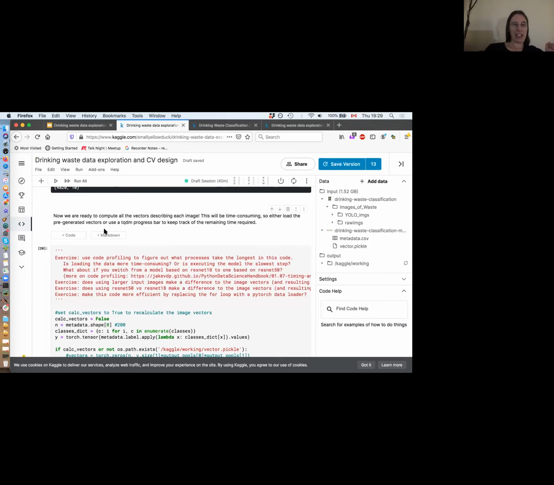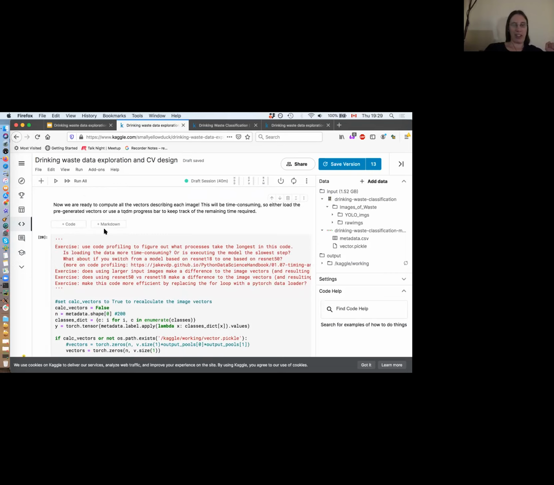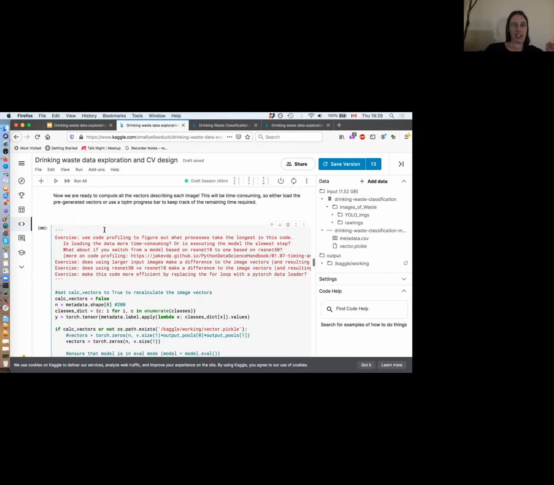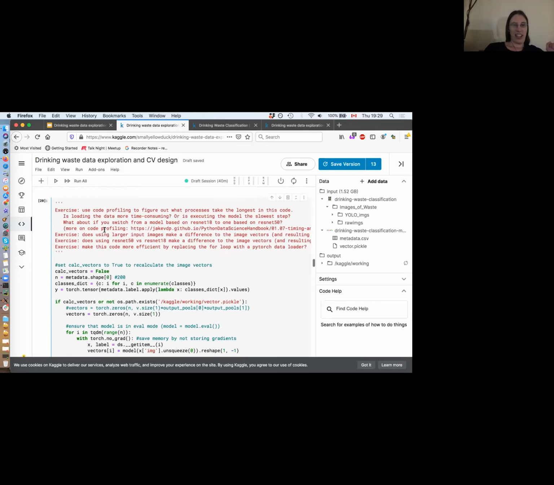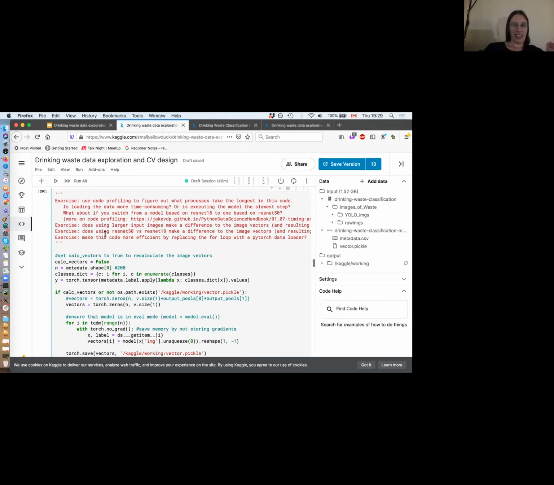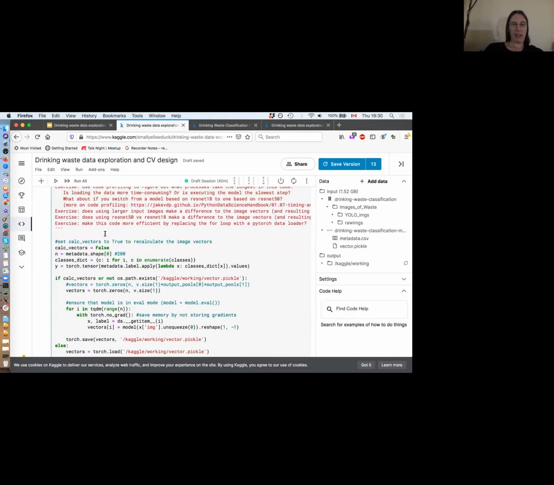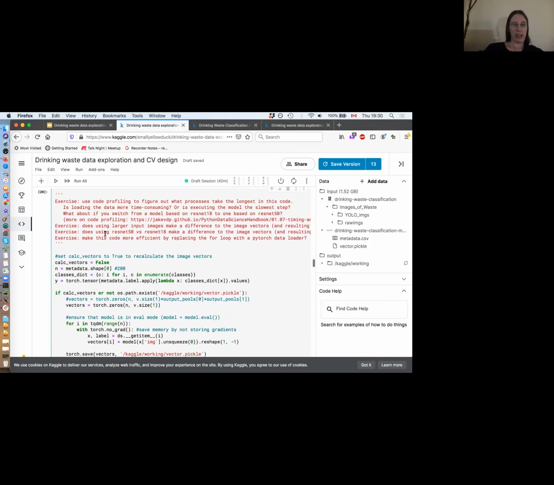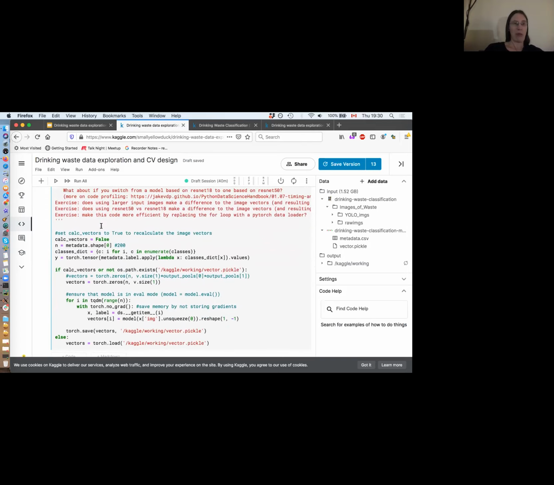Okay, so now we're ready to do the labor-intensive part of computing all the vectors describing each image. So this is the slow part of the code. And if you're interested in an exercise to learn a little bit, trying to figure out how to speed this up is an interesting problem, or trying to figure out what part of this operation is slow is interesting.